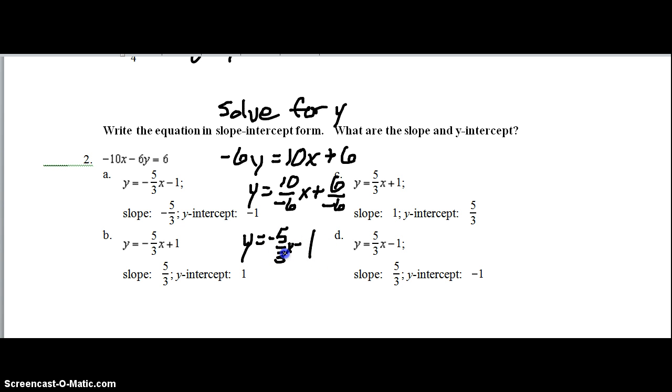Better put that x in there. All right. So let's see. There's a -5/3, positive, positive. There's a negative. So let's just look at these two. Both of them have -5/3. This one has a -1. A is going to be our answer. Our slope is -5/3, and our y-intercept is -1.